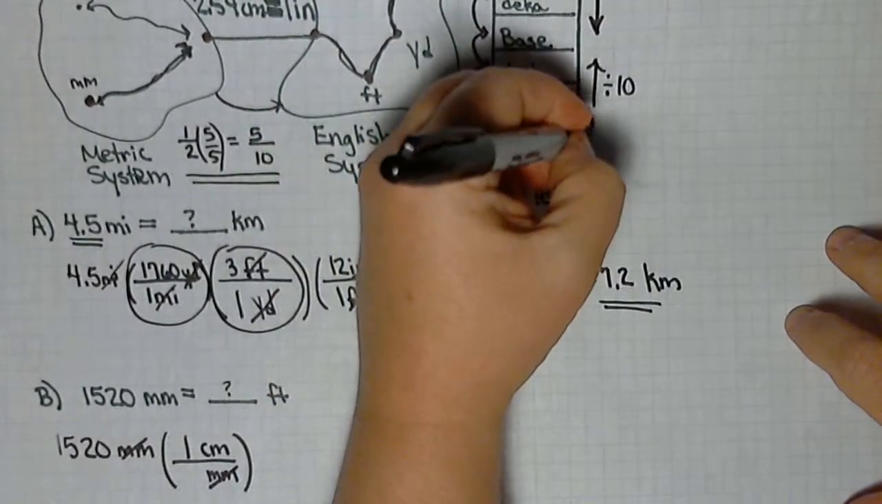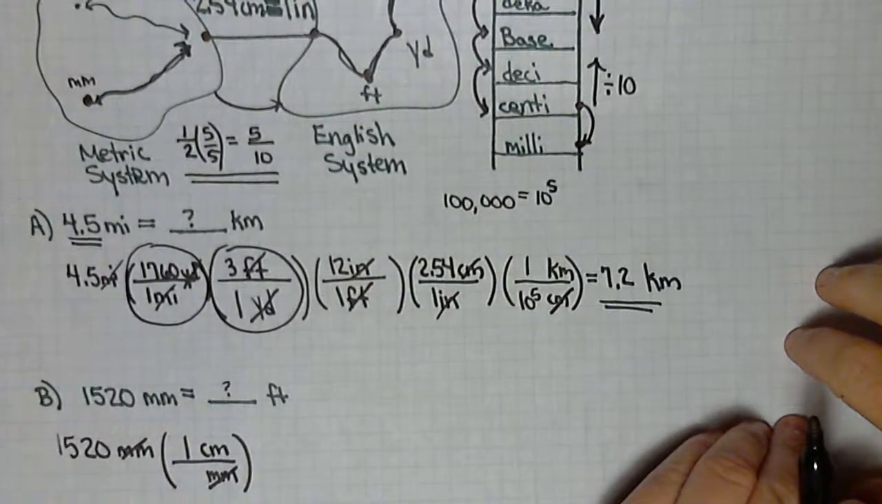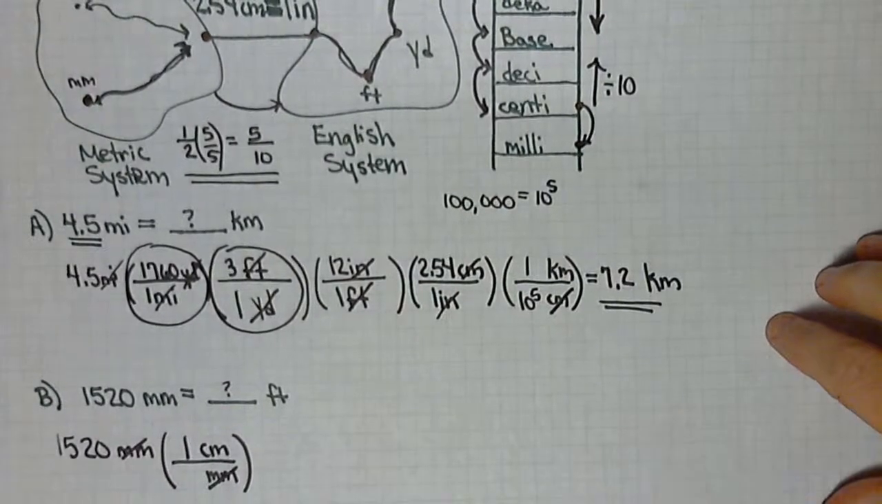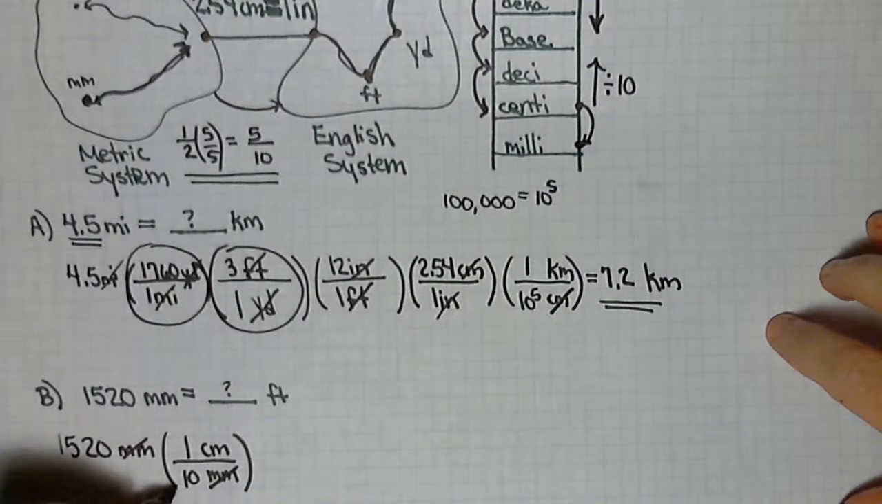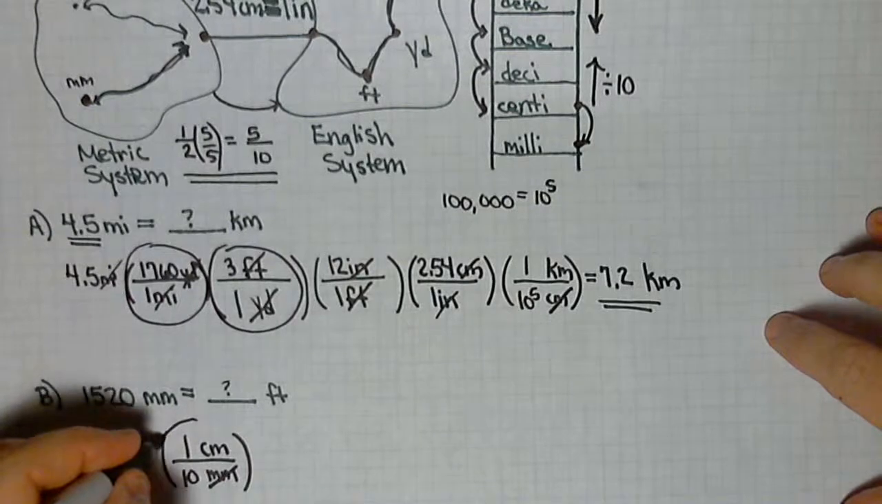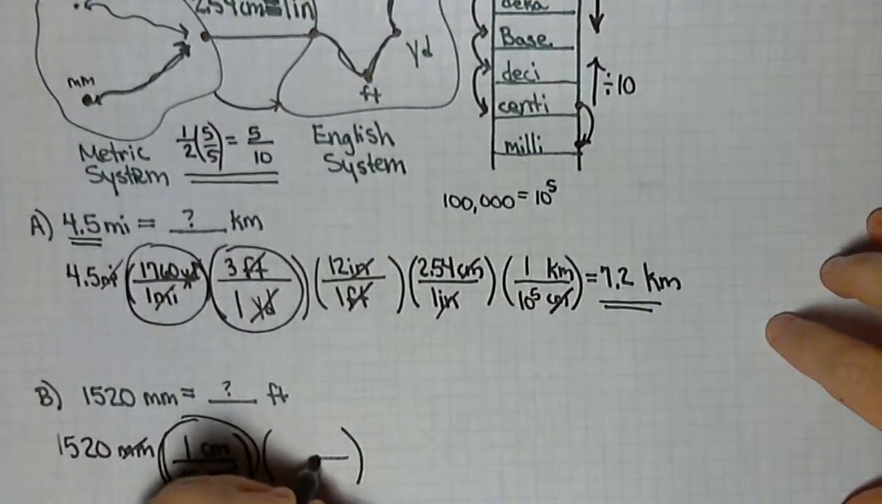Well, centi to milli, moving down the ladder by 1 rung. So down the ladder by 1 rung means a multiplication by 10. So 1 centimeter is the same length as 10 millimeters. So if I look at it this way, that's a Prissy version of 1. So I'm going to continue that idea.